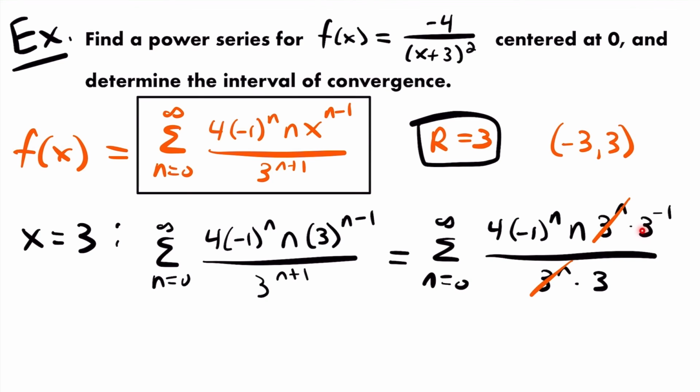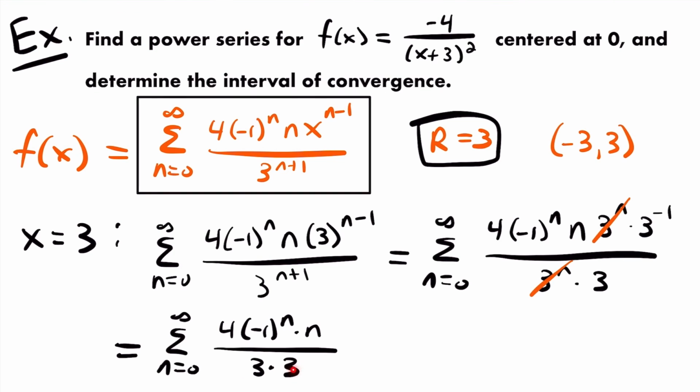And then if we move this 3 to the power of negative 1 to the denominator so that that power is positive, we'll have 3 times 3 in the denominator. And so this will be equal to the sum from n equals 0 to infinity of 4 times negative 1 to the power of n times n divided by 3 times 3. Now 3 times 3 is 9, and then we'd have 4 divided by 9 that we could pull out to the outside of the series. Right, we don't need that constant multiple there. We can just pull it to the outside of the series, and this will be equal to 4/9 times the sum from n equals 0 to infinity of negative 1 to the power of n times n.